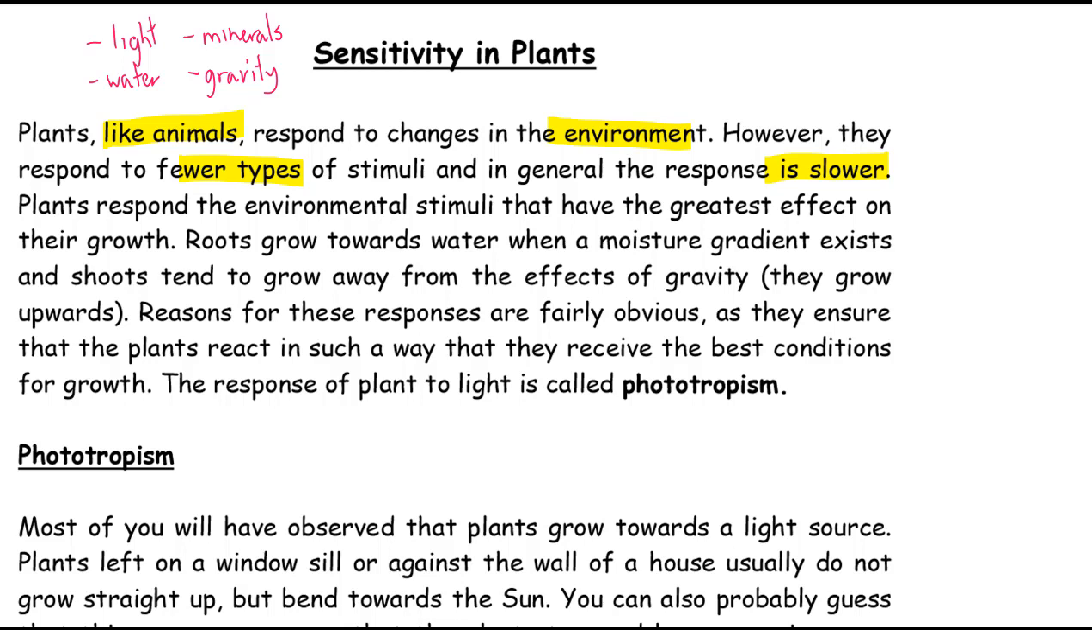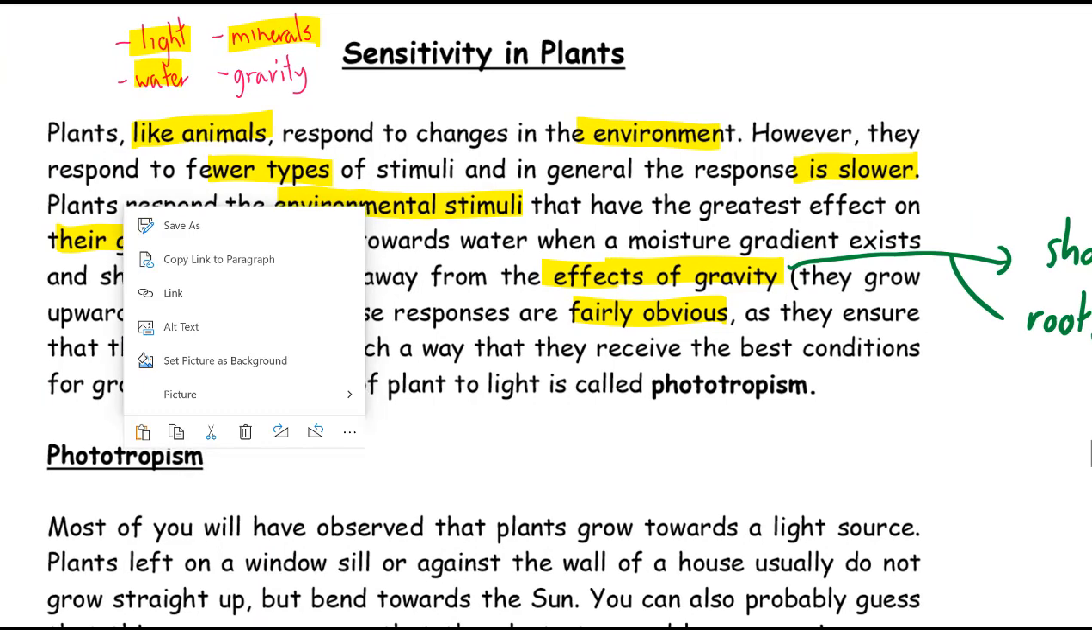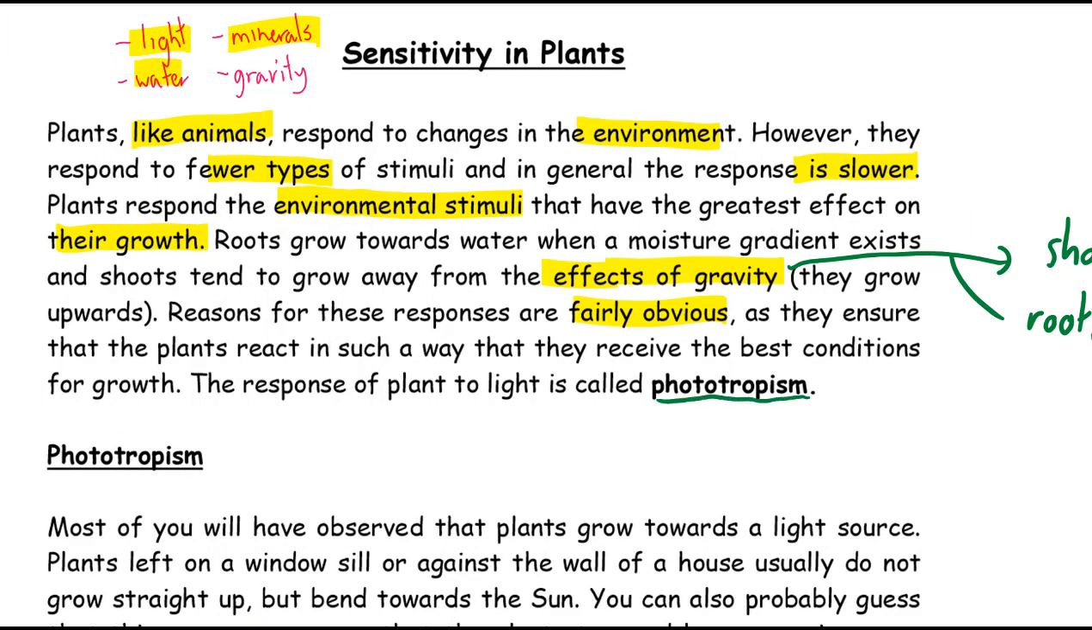Plants respond to the environmental stimuli that have the greatest effect on their growth, so like light, water, minerals. Roots grow towards water when a moisture gradient exists, and shoots tend to grow away from the effects of gravity because they grow upwards. Reasons for these responses are fairly obvious, as they ensure that the plants react in such a way they receive the best conditions for growth. So in terms of this gravity one, the shoots grow upwards away from gravity because they're more likely to get light, and the roots grow down towards it because they're more likely to get water. But the one that we're most focused on here is phototropism, which is how plants grow towards the light.